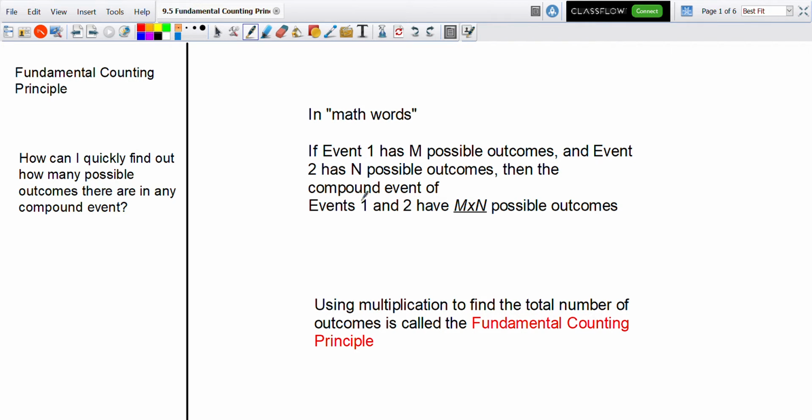In math words, this one's kind of tricky. Event 1 has m possible outcomes. Event 2 has n possible outcomes. Then the compound event of events 1 and 2 has m times n possible outcomes. The big key thing you need to remember is that we'll be multiplying. You'll see how we use this in our examples, but what we're doing is using multiplication to find the total number of outcomes with two or more events.